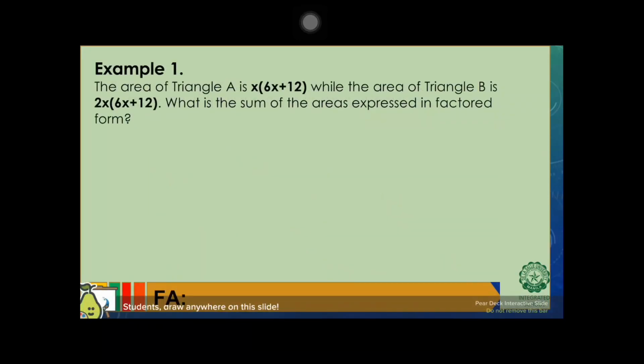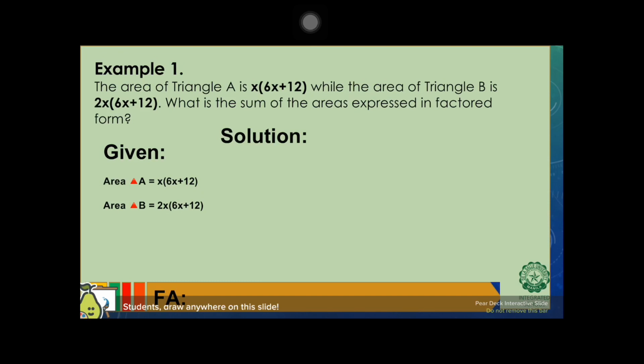For example number 1, the area of triangle A is equal to x multiplied by the quantity 6x plus 12, while the area of triangle B is equal to 2x multiplied by the quantity 6x plus 12. What is the sum of the areas expressed in factored form? For our given, again, the area of triangle A is x multiplied by 6x plus 12, while the area of triangle B is equal to 2x multiplied by 6x plus 12.